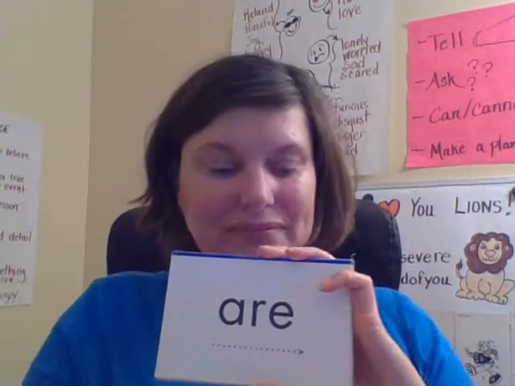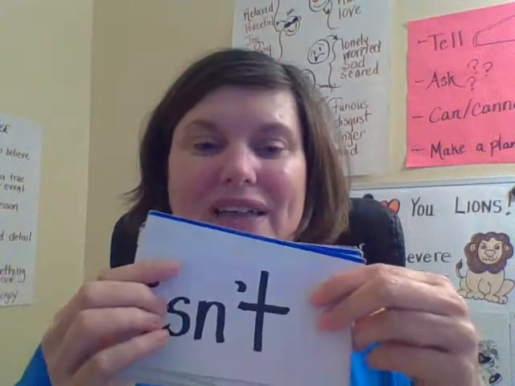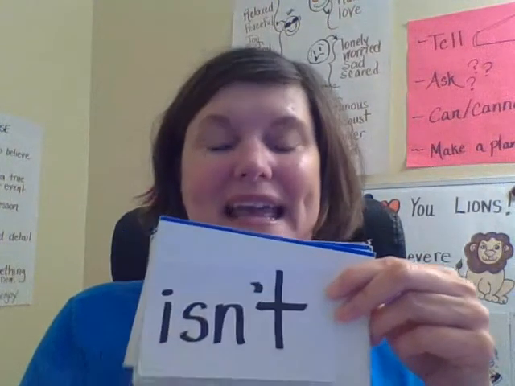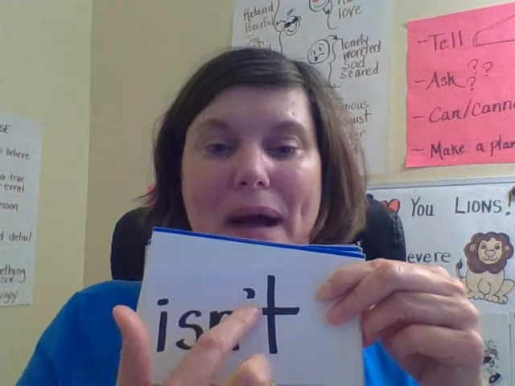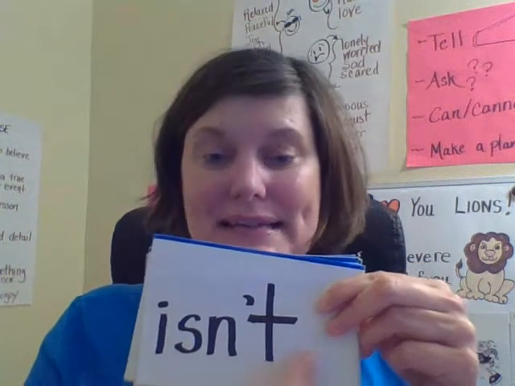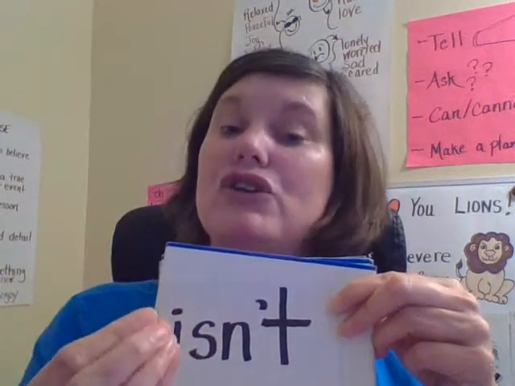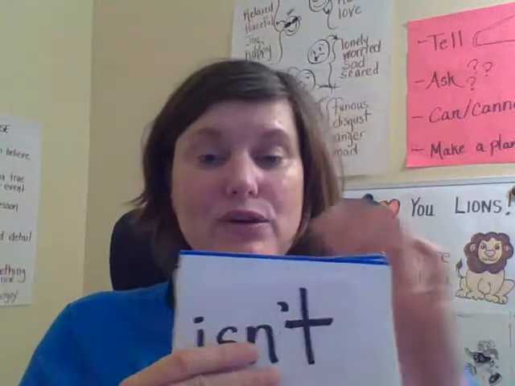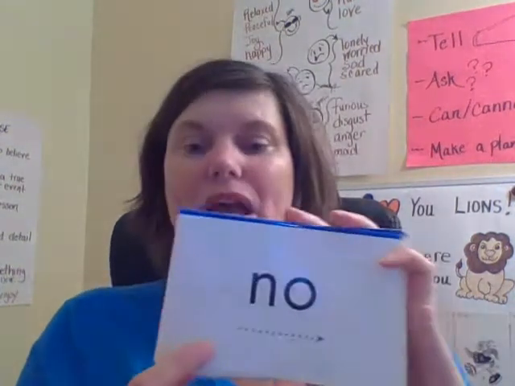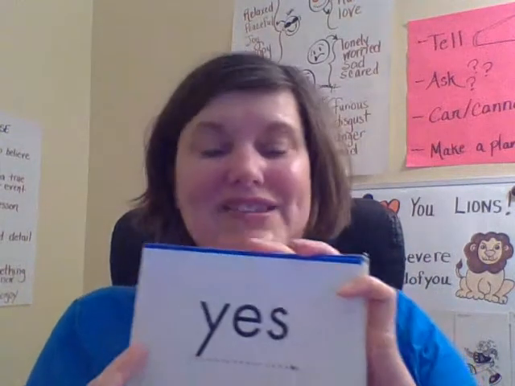Oops, I dropped one. Are, A-R-E. Good. This is the one I dropped. This is our other contraction. Isn't, I-S-N apostrophe T, isn't. Remember, this is short for is not. So we have two small words, and this is a way of saying it in a shorter way. And they're glued together with the apostrophe. No, N-O, no. The opposite of that is yes. Y-E-S, yes.